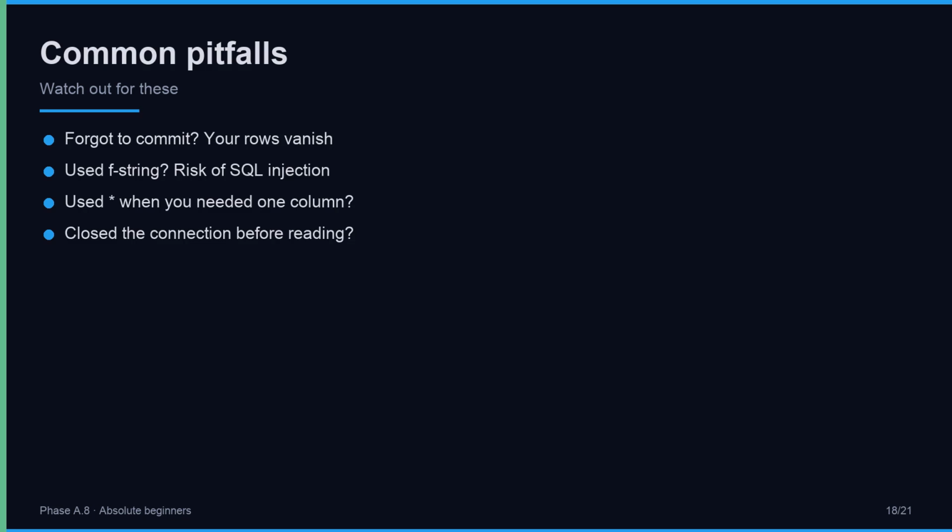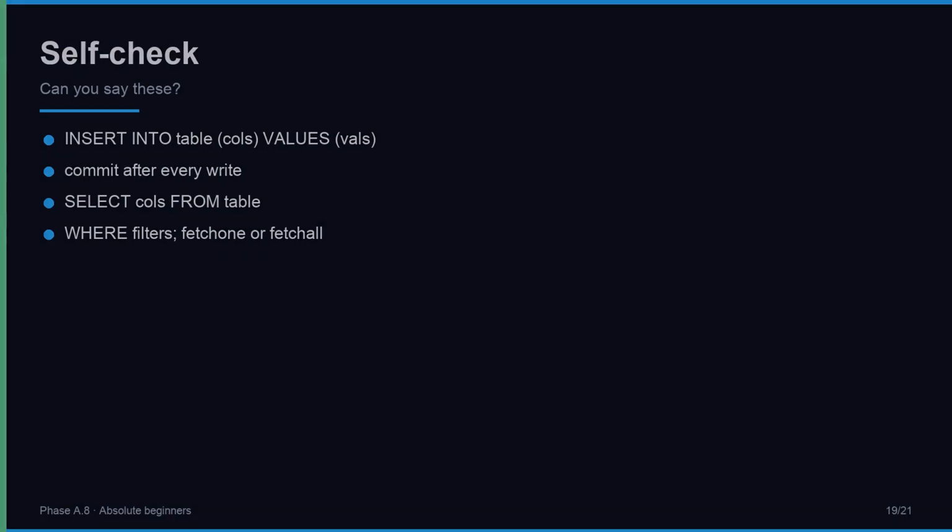The fourth, closing the connection before reading results. Cursors and rows live inside the connection. Close last, after you have everything you need. Avoid these traps.